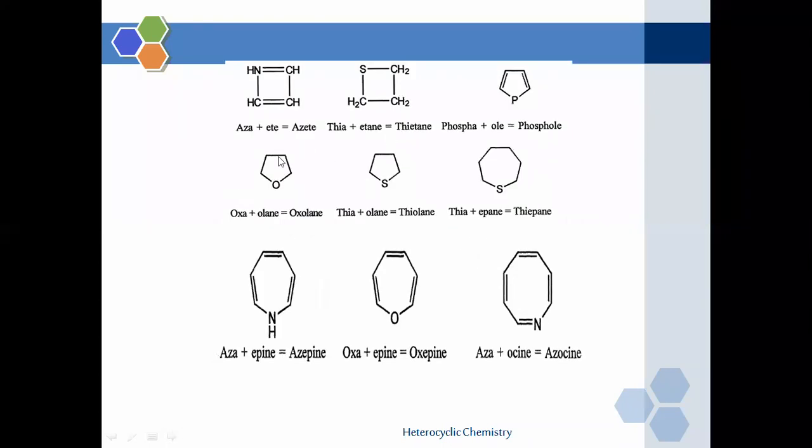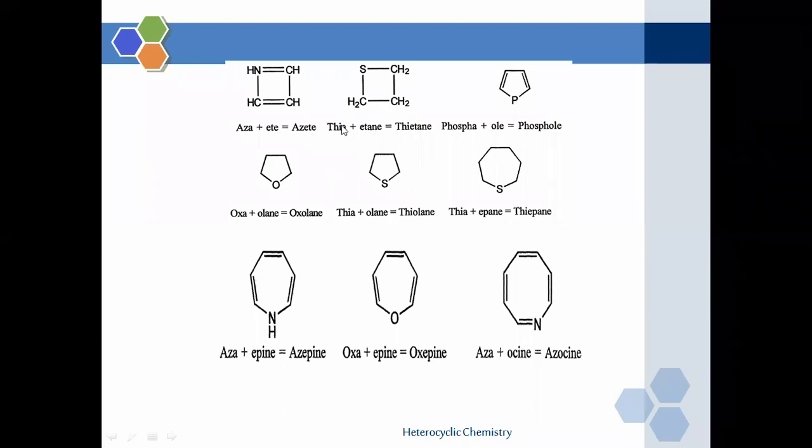So likewise, we are going to give the name to the compound. See here. The compound is unsaturated, partially unsaturated. So what is the name of the compound? Presence of heteroatom aza, nitrogen, that's why aza is the prefix, plus the parent stem we are going to use is ethane. What is the name of the compound? Azete. Same, it is saturated, so the name of the compound present is thia, and the parent chain or stem we are going to use is ethane. So thietane is the name of the compound.